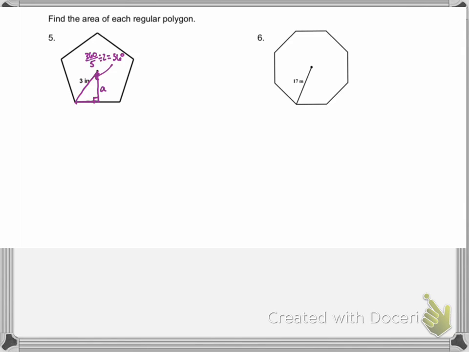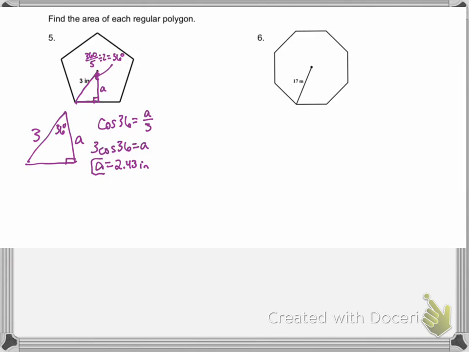So let's go ahead and start with finding the apothem. Once again, we're going to use a trig function here. So we've got 3 on the hypotenuse. You've got A, and then you've got the 36. Once again, we're going to use cosine because the A and the 3 are adjacent and hypotenuse respectively. So cosine of 36 equals A over 3. Multiply each side by 3, so we get 3 cosine 36 equals A. Punch it in the calculator. Your apothem is 2.43 inches.